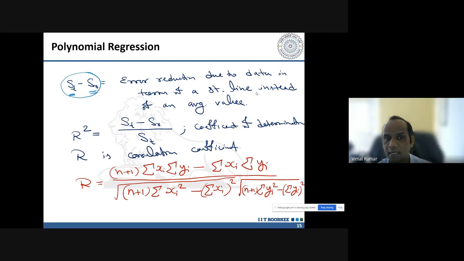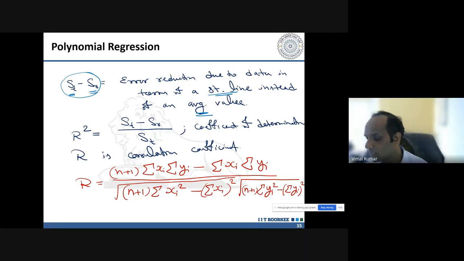So in terms of straight line, error reduction in terms of a straight line rather than an average value. Or maybe in a very layman's way, I simply take the difference between the total deviation minus the sum of squares of residuals. And because this is scale dependent, meaning data dependent, we just normalize this with respect to the total deviation.